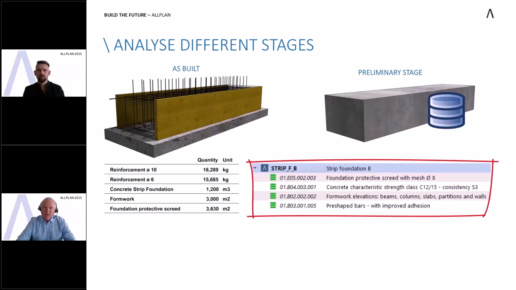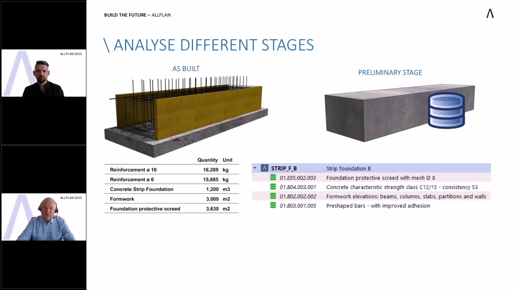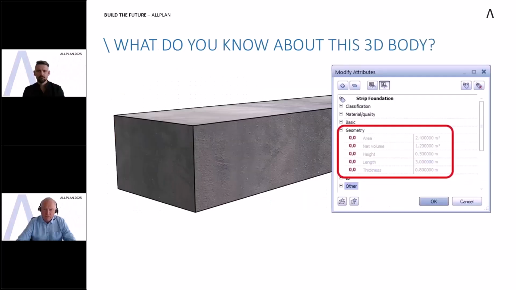Thanks to the Smart Catalog, you can generate multiple analysis items from a single object. For example, from just a simple 3D object, you can extract detailed information such as cubic meters of concrete, kilograms of reinforcement, and square meters of formwork. And how is that possible?